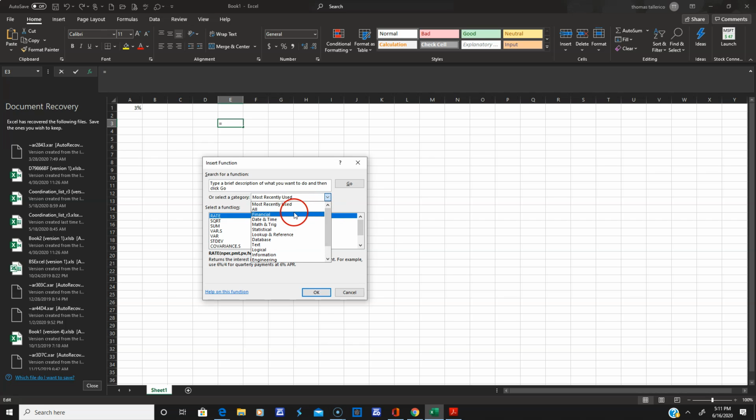And most important for us, of course, is the financial. And then, of course, when you go into that, you get a whole bunch of stuff. Look at them all. Tons of functions. Impossible to learn them all. But anyway, if you want one in particular, you go up here. Let's say you wanted the rate function. Remember I talked about that in another video? Let's talk about the rate function.